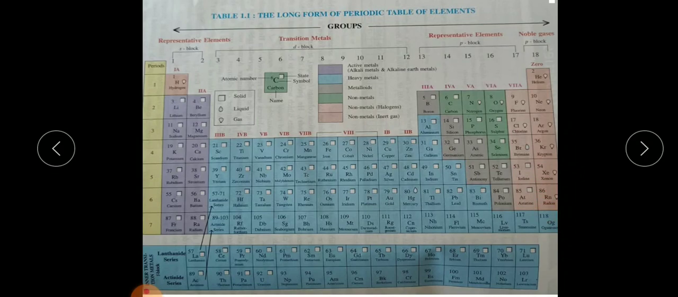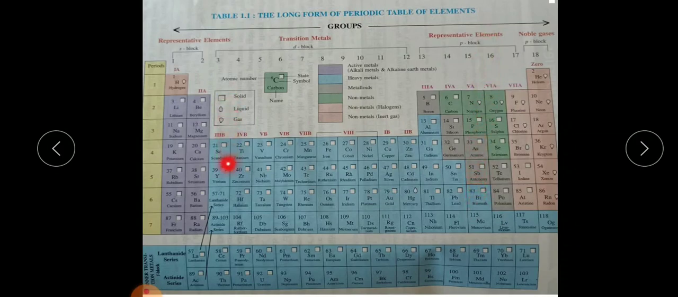Now over here, from group 3 to group 12, they are classified as transition metals. So we have classified the elements or metals into three types. One is representative elements, here and here. The s block and this p block are called representative elements because over here the electrons in the atoms are added according to the normal rules. They fill up the orbitals according to the normal rules.